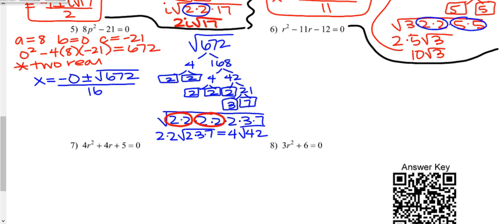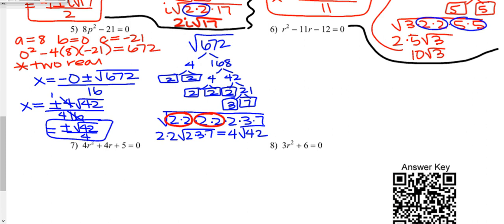Alright, so going back over here, x equals, I'm just going to say nothing here because negative 0 is just 0. So the plus or minus version of 4 root 42 all over 16. And then if you notice, I can actually simplify 4 and 16. Dividing both of those by 4, I get 1 and 4. So my answer is plus or minus square root of 42 all over 4. I know that's kind of small.